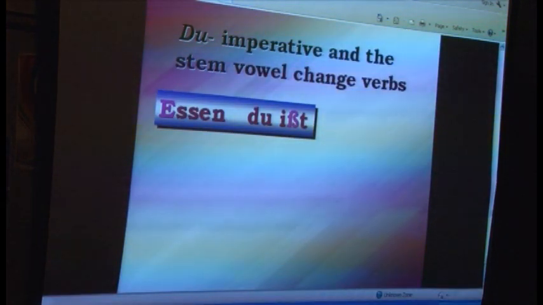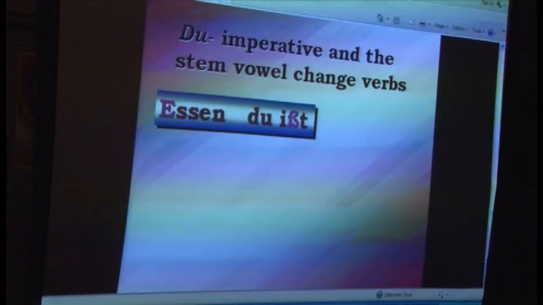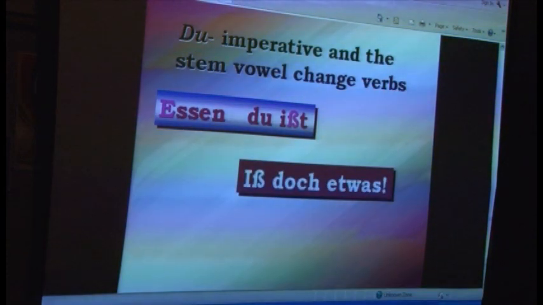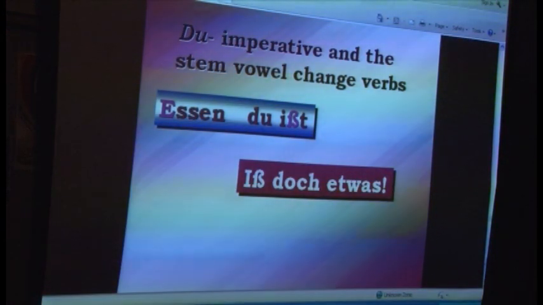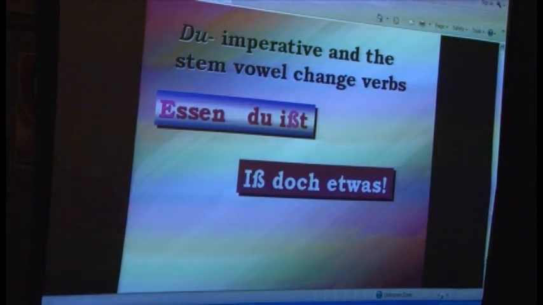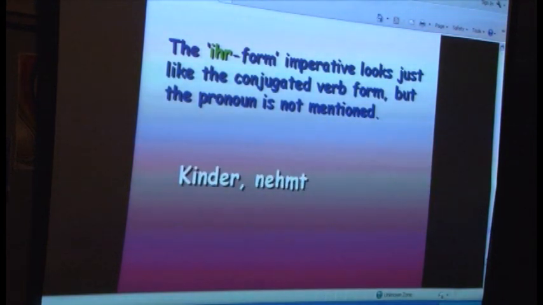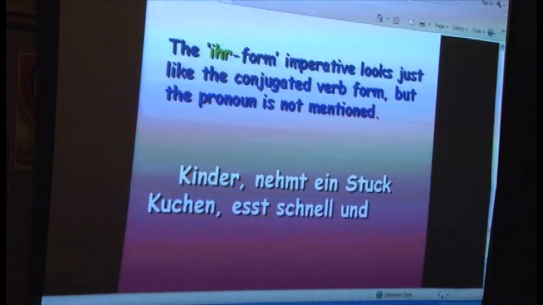Essen and du isst. Another one of those verbs. Iss doch etwas. Eat something. Ja? Iss doch etwas. Iss nicht so viel. Don't eat so much. Yeah? But of course, these vowels do not change in the plural, just like they don't when you use the verb regularly. Ich esse, du isst, aber wir essen. Ihr esst. Yeah? So there we don't change the vowel.